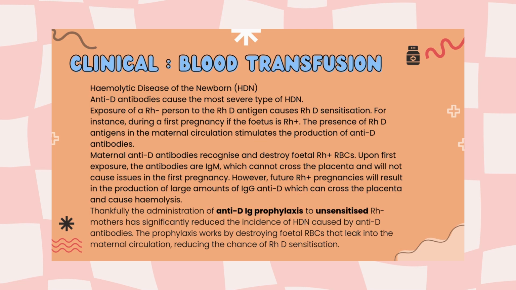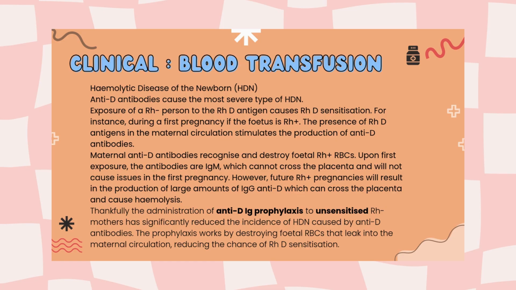Upon first exposure, the antibodies are IgM, which cannot cross the placenta and will not cause issues in the first pregnancy. However, future Rh-positive pregnancies will result in the production of large amounts of IgG anti-D, which can cross the placenta and cause hemolysis. Thankfully, the administration of anti-D Ig prophylaxis to unsensitized Rh-negative mothers has significantly reduced the incidence of HDN caused by anti-D antibodies.